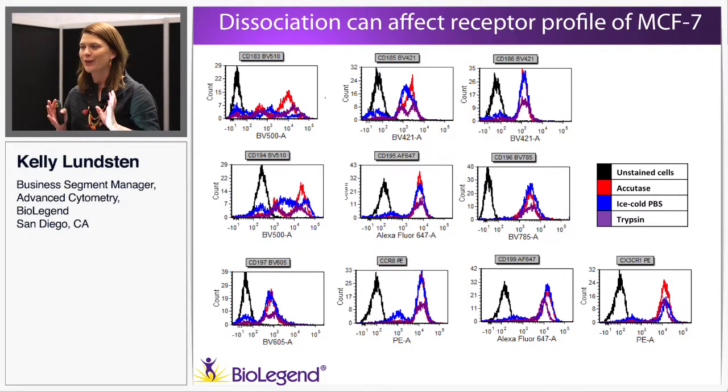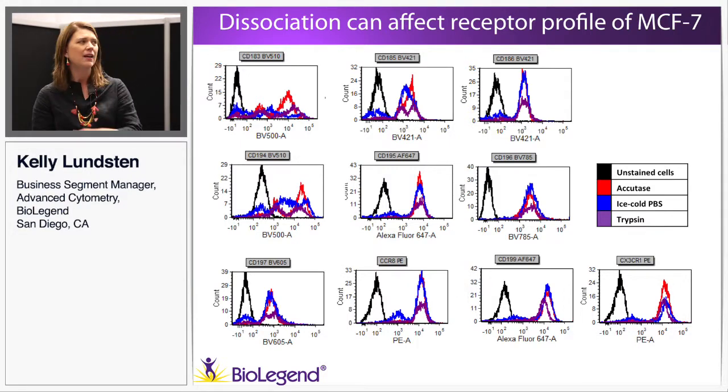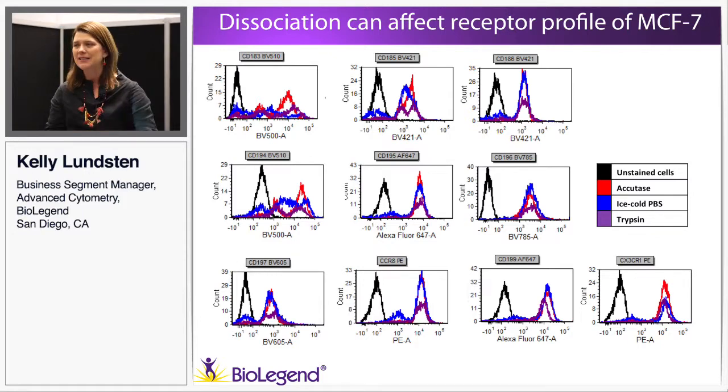I would put that PBS for 30 minutes to try to get it as cold as possible before it froze. And it didn't matter how hard I shocked them. They didn't want to come off the plate very well. It wasn't going to be a consistent method of getting them. I needed to use a dissociation method. So I tried both trypsin and Accutase.